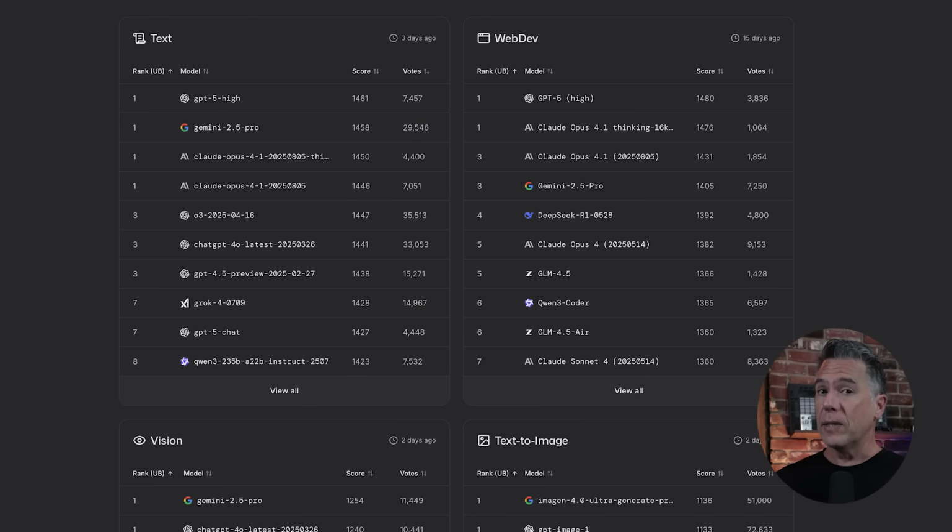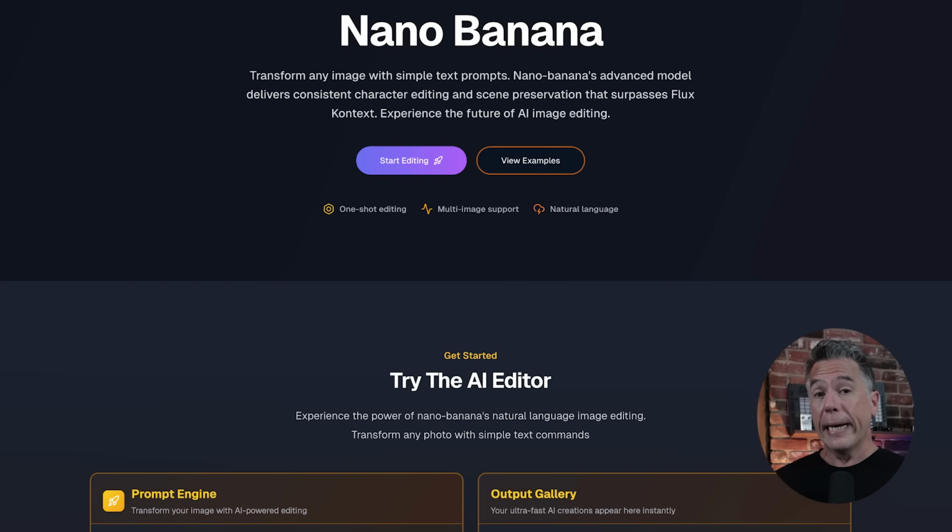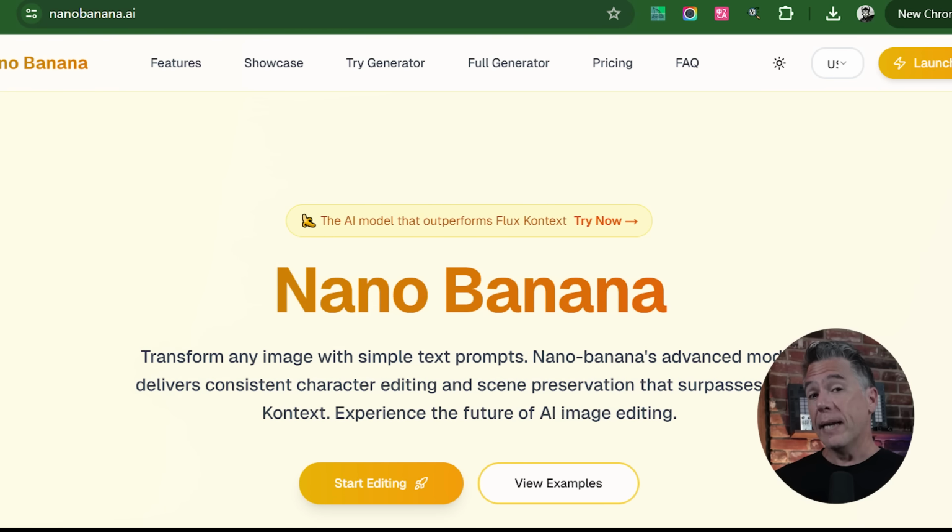Now again, just for the sake of public service, currently the only place to use Nano Banana is on LM Arena. There are a number of scam sites set up like nanobanana.ai. These are, well, they may or may not be using the Nano Banana model, but if they are, they're just charging you to run it through LM Arena, which is free.